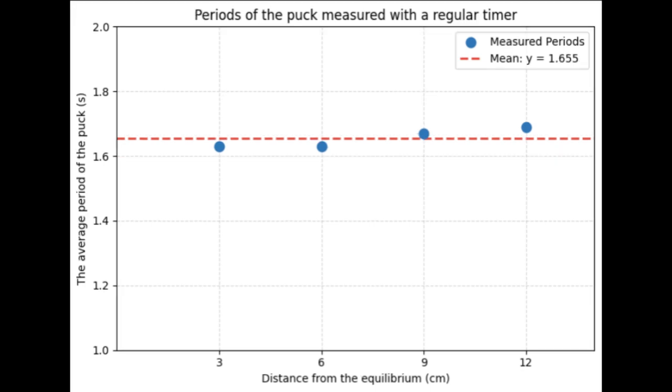With the manual phone timer, the results were slightly higher but followed a similar trend. The period ranged from 1.63 seconds to 1.69 seconds, with an overall average of 1.655 seconds. As shown in these plots, the slope is nearly zero, which indicates that the period is largely independent of the displacement.